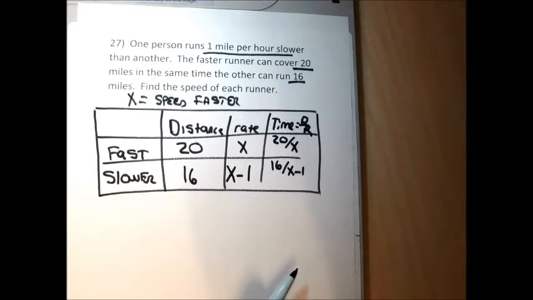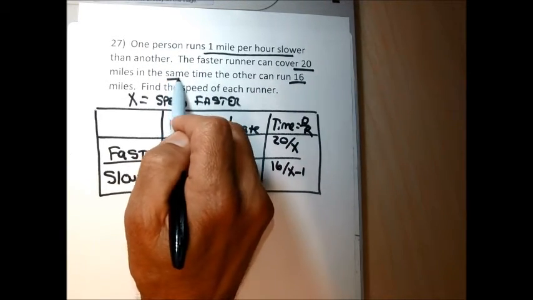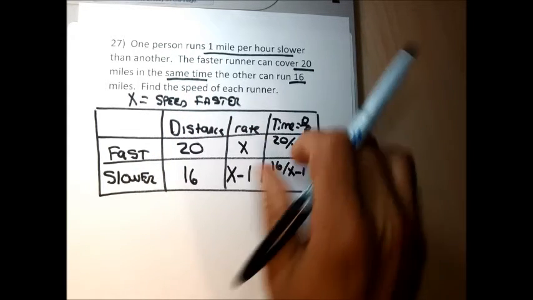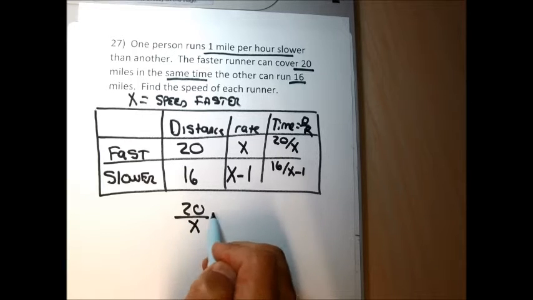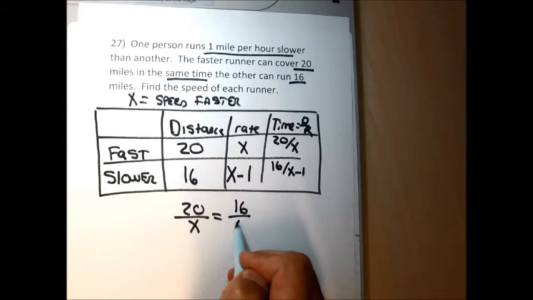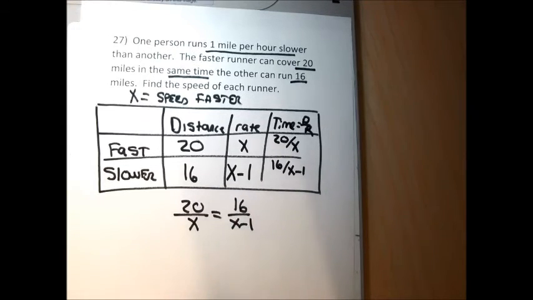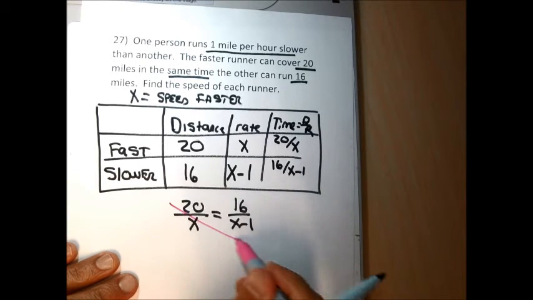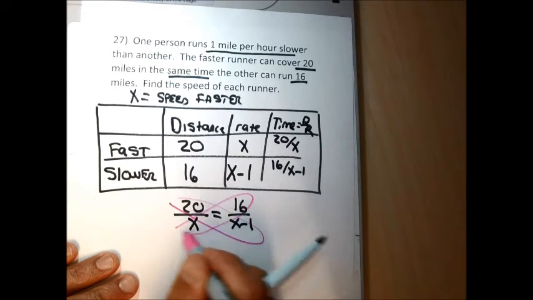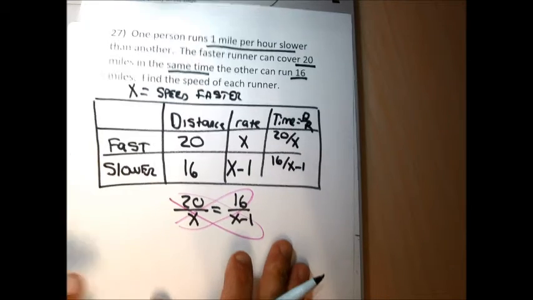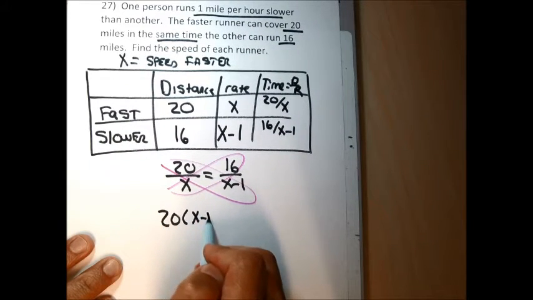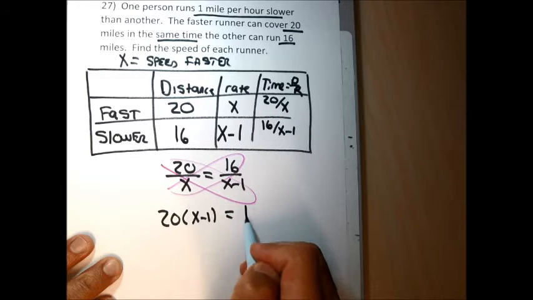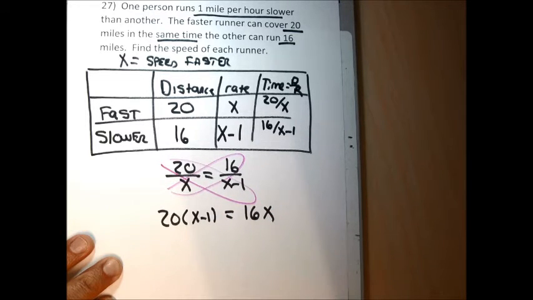So I'm going to set these equal to each other because they're running for the same amount of time. So I set the time boxes equal to each other. That's how we did every one of these problems earlier in the semester. And we solved these by cross multiplying. So I'm going to cross multiply down and up. When I cross multiply down, I get 20 times x minus 1. When I cross multiply up, I get x times 16, which I write 16 times x.